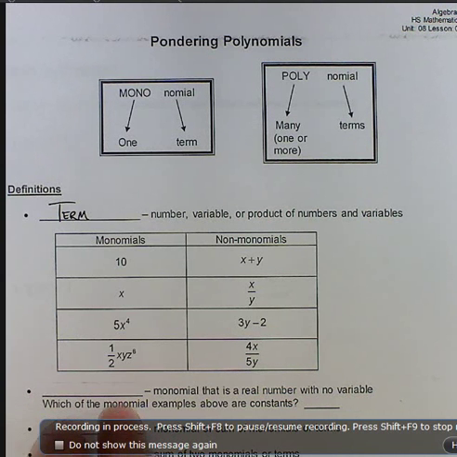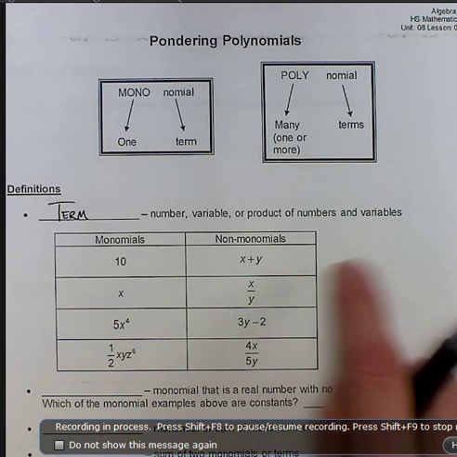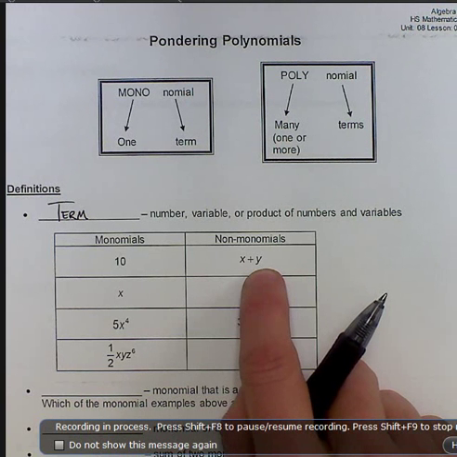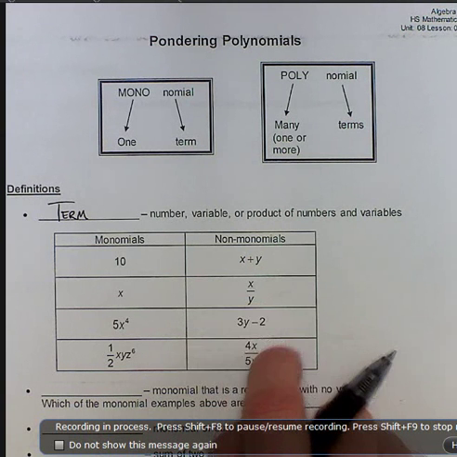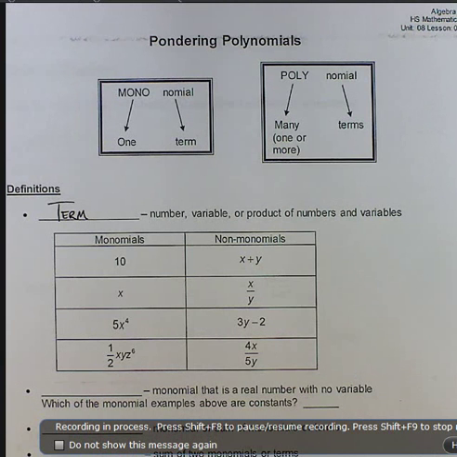Then you have an example of non-monomials. I cannot combine x and y because I don't know what they are. So I would say that this is not a monomial, as well as x divided by y, 3y minus 2, and 4x divided by 5y.